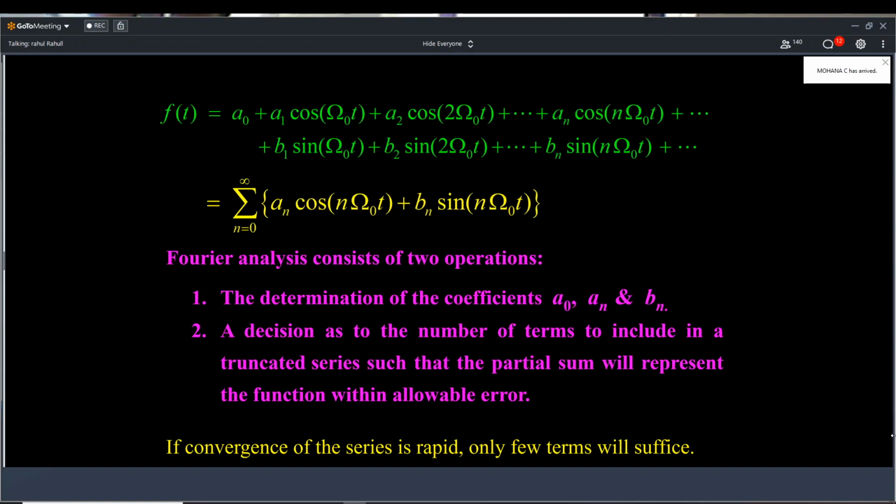Now our duty is to find the values of a0, an, bn, and decide the number of terms, because it's an infinite series. Depending on your application, how many terms are sufficient? We have to decide the value of n. If the series is convergent, or if the convergence is rapid, then a few terms will be required. Everybody knows all this.